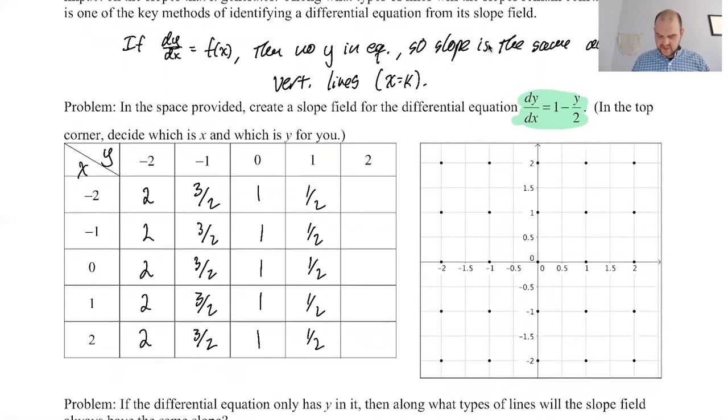When y is equal to 2, we get 1 minus 1, so we get 0. And you can see the slope is decreasing by 1/2 each time y increases by one. All right, let's fill these in. So when y is equal to 2, the slope is always 0. So we're going like this.